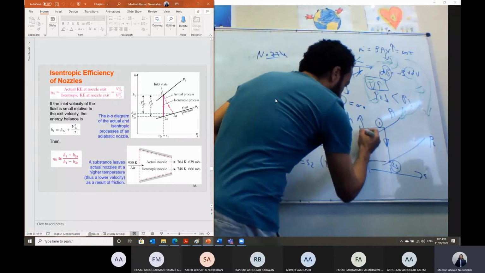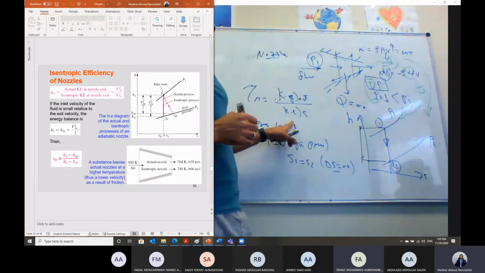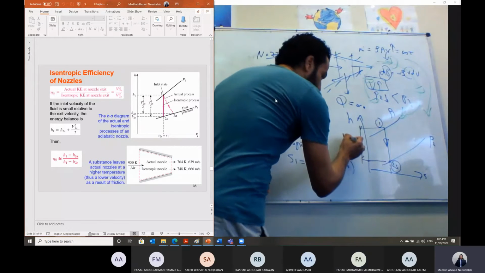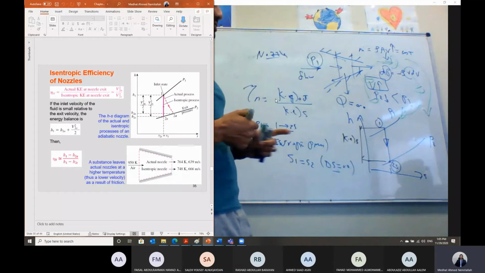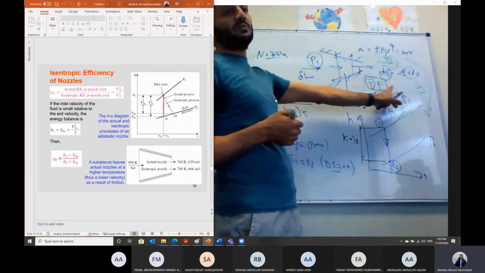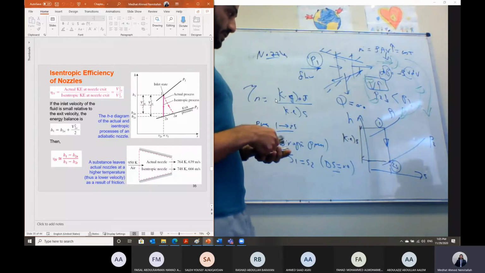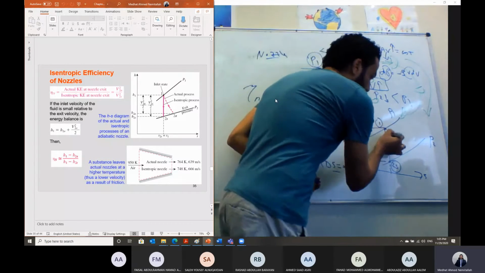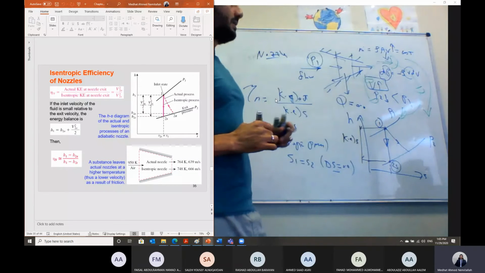This expansion should give us indication about what? About isentropic kinetic energy. So the kinetic energy in case when we have isentropic process should result actually in maximum exit velocity in this case. But in case if this process actually is actual, so we have some losses, so some entropy will be generated within the system.